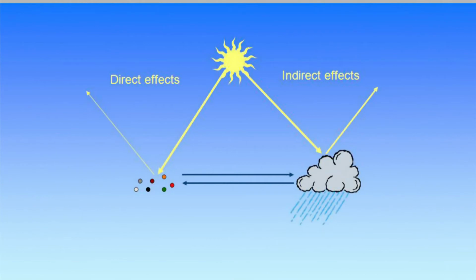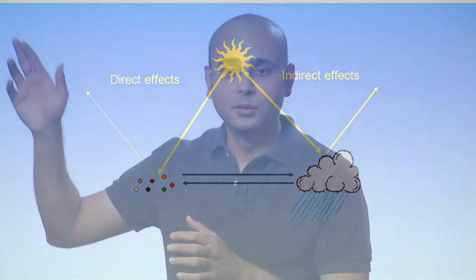And the particles also form clouds, which are much more efficient in blocking the sunlight, as we all know. So there is a direct effect by scattering the sunlight directly from these particles. And then the indirect effect is these particles forming clouds, and the clouds then blocking the sunlight.